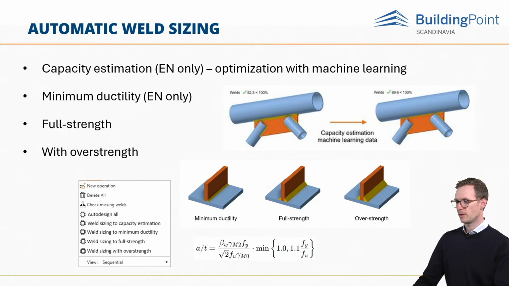There is better optimization now with machine learning, so you can choose the capacity estimation. You can input some utilization level, for example 60% or 90%, and the program will then size the welds according to that. You can also choose between 3 other methods which use an algorithm. It's this minimum ductility, or full strength, or with over strength.